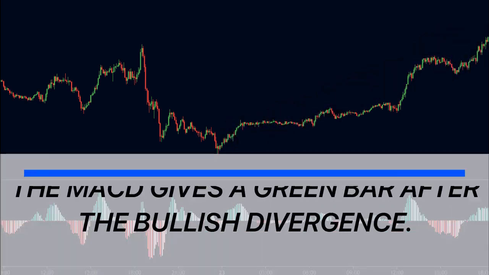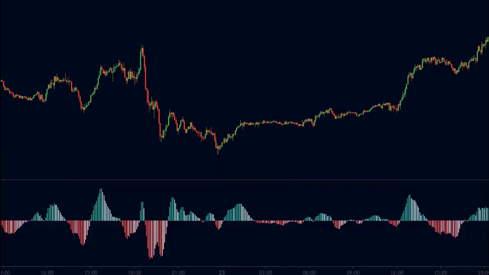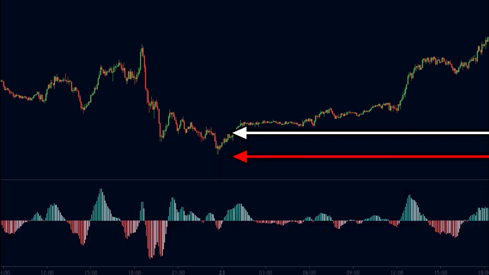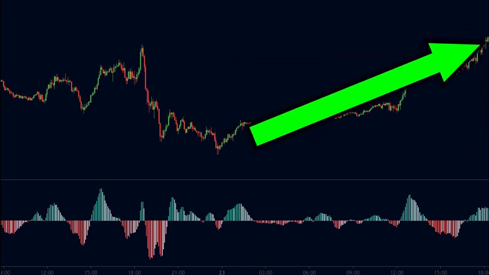So we can enter the trade after the MACD makes a green bar. Here is our entry, as we see the first green bar after the divergence. We can keep our stop loss below the previous low. And we can keep our targets at a 1.5:1 risk to reward ratio. As you can see, the price did consolidate for a while before hitting our target.